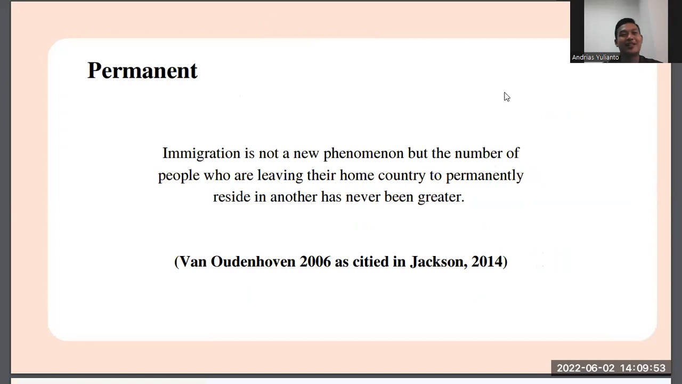Now let's talk about the permanent one. The previous one is the temporary, so now the permanent one.